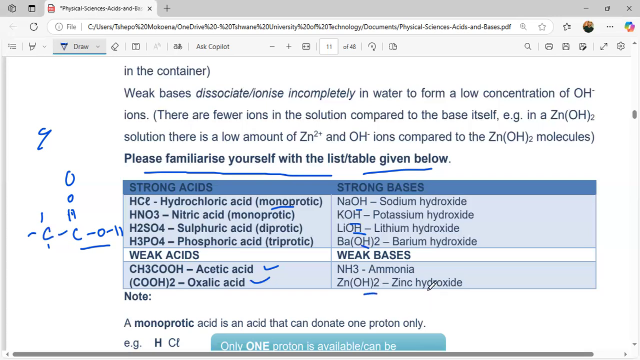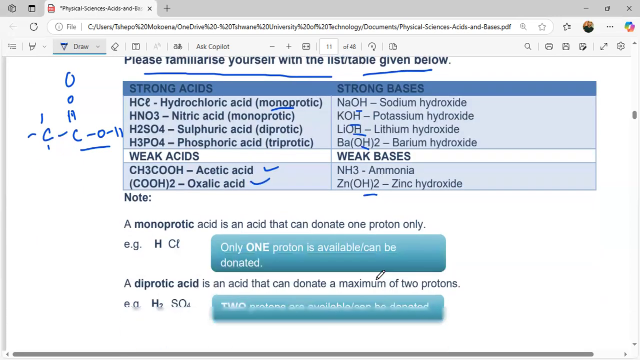The exception is the zinc hydroxide. Always remind yourself like that. If it has OH, it is a strong base, except this one because it has OH as well. So these are all strong bases. But the weak bases are the ones that follow below, which is ammonia and zinc hydroxide. By the way, ammonia is a weak base, like how I discussed under the guidelines. Okay, so please familiarize yourselves with this list of substances.